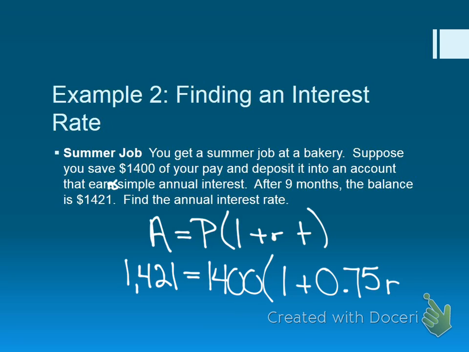Times R. So here's the bummer with solving for rate or solving for time in these problems. I cannot add these together. They are not like terms. Can't add them together. So what am I going to have to do? Distribute a property. What's 1,400 times 1? 1,400. What's 1,400 times 0.75 R?